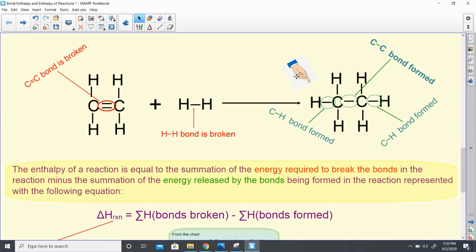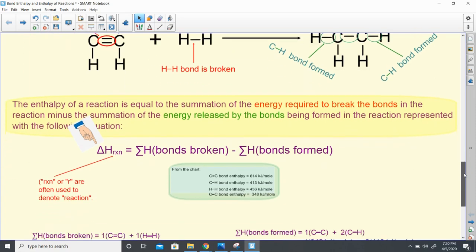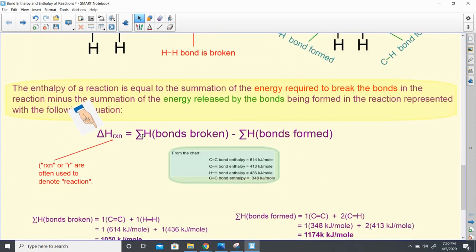The enthalpy of a reaction is equal to the summation of the energy required to break the bonds in the reaction minus the summation of the energy released by the bonds being formed in the reaction. We can represent that with this equation right here. The enthalpy of a reaction is equal to the summation, that just means the total, all added together. It's equal to the summation of the bonds broken minus the summation of the bonds formed.